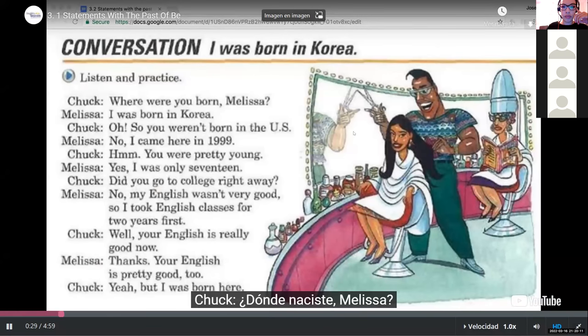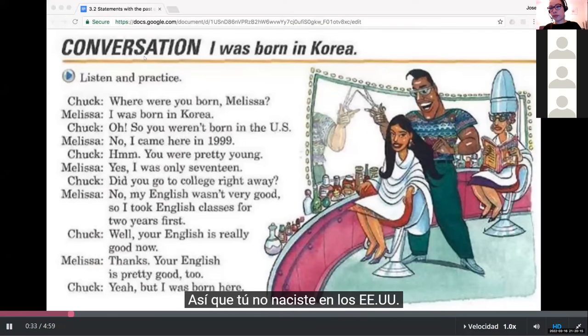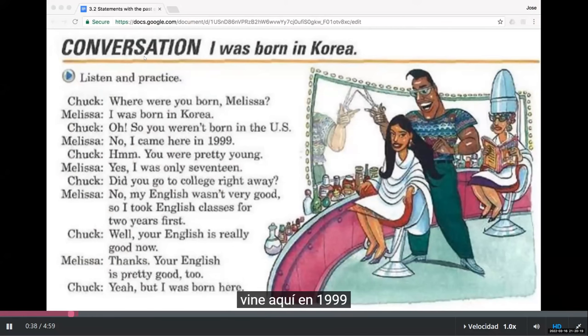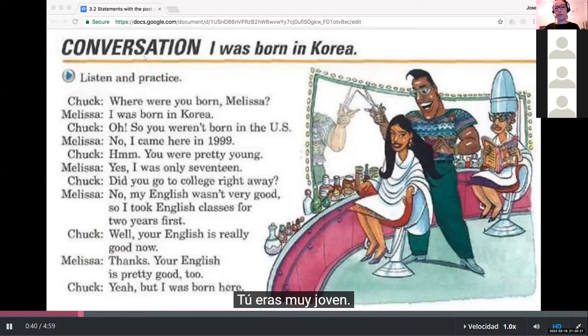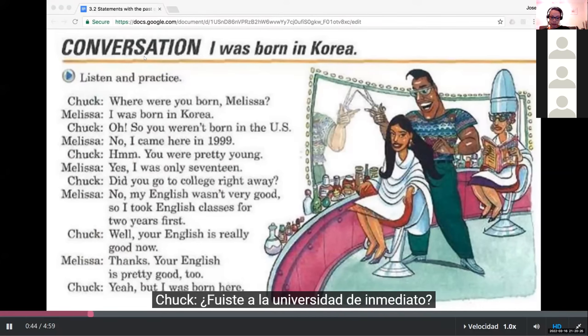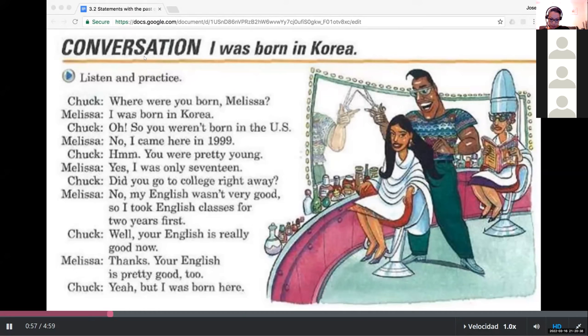Where were you born, Melissa? I was born in Korea. Oh, so you weren't born in the US? No, I came here in 1999. You were pretty young. Yes, I was only 17. Did you go to college right away? No, my English wasn't very good, so I took English classes for 2 years first. Well, your English is really good now. Thanks. Your English is pretty good too. Yeah, but I was born here.